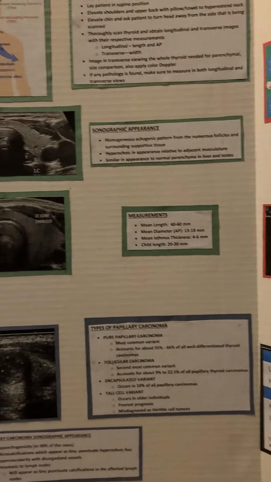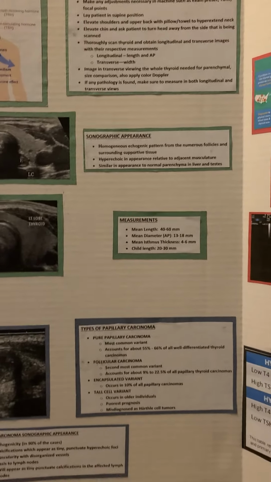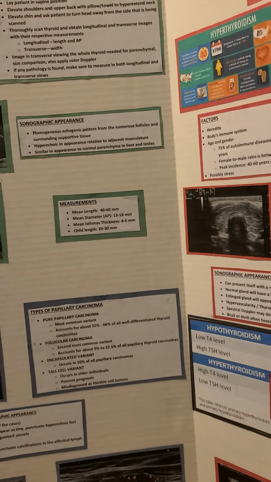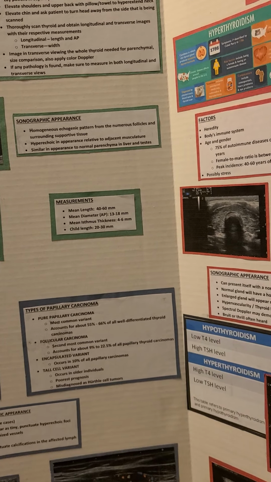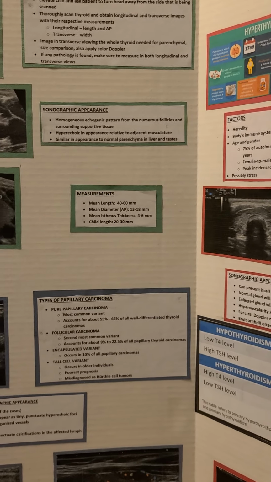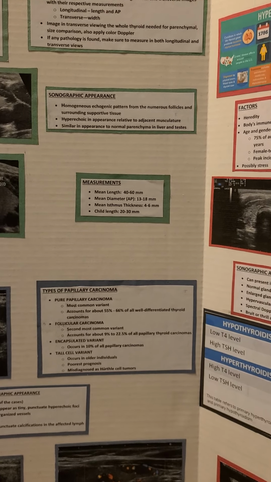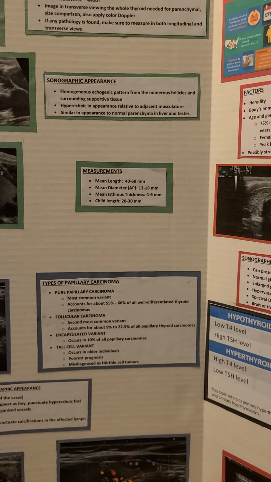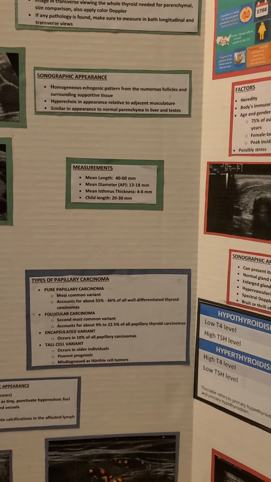The sonographic appearance of the normal thyroid will be homogeneous. It will also be hyperechoic in appearance relative to adjacent muscles, and it is similar in appearance to the normal parenchyma in the liver and the testes.